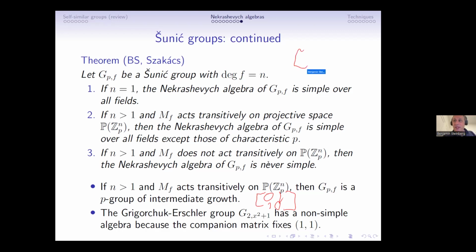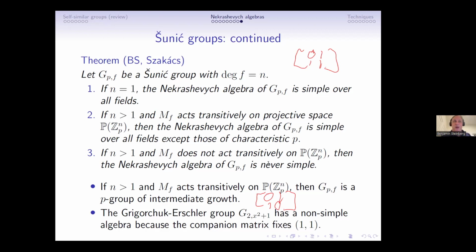On the other hand, if you look at the one for the Grigorchuk group, this is the matrix for the Grigorchuk group, and this cyclically permutes the 3 lines. This is actually essentially the matrix for the primitive element of F4. So it actually cyclically permutes all the vectors. And so this one does act transitively, and so you get a simple algebra, except in characteristic 2, which was observed already by Enrique's group of people.